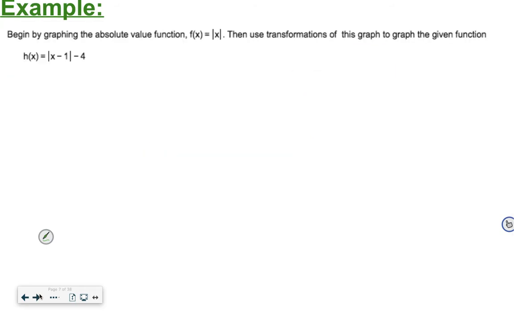Next one. Begin by graphing the absolute value function f of x is absolute value x. Then use the transformation of this graph to graph the given function h of x is equal to, in absolute value, x minus 1, minus 4. In this question, we are going to graph first f of x and then h of x. So let me try to graph my coordinate plane.